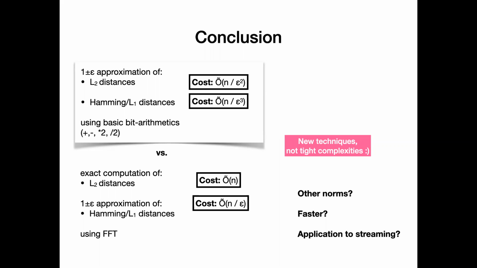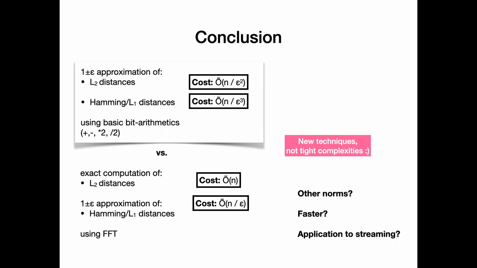If we compare to what can be achieved using FFT, where L2 distances can be computed exactly in n log n, and 1 plus minus epsilon approximation of Hamming and L1 distances can be done in time n over epsilon. So we are not improving the state of the art. It's more about new techniques and adding more techniques to the bunch of existing ones, hoping that it will produce some improvements. Maybe someone will just have a brilliant idea how to use it.